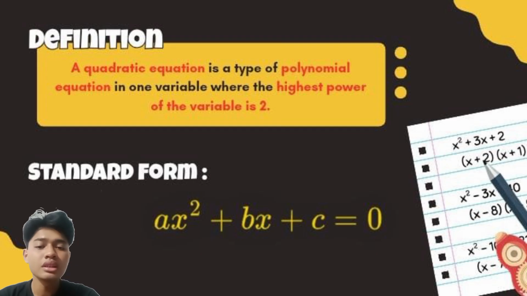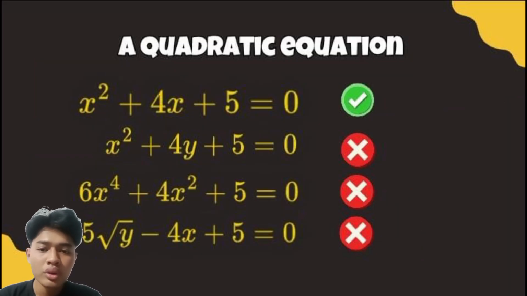Here are examples of a quadratic equation. For the first example, we have x squared plus 4x plus 5 is equal to 0. Here, the highest power of the variable is 2, so we can call it a quadratic equation.